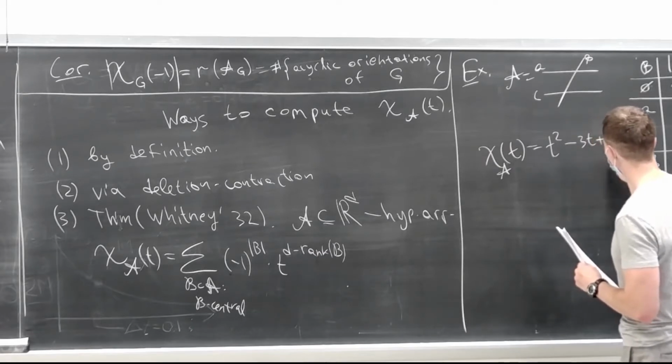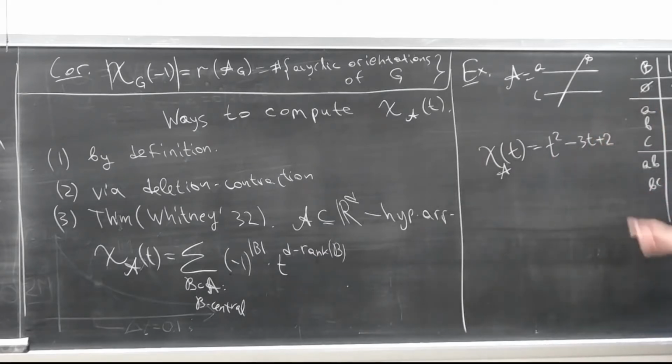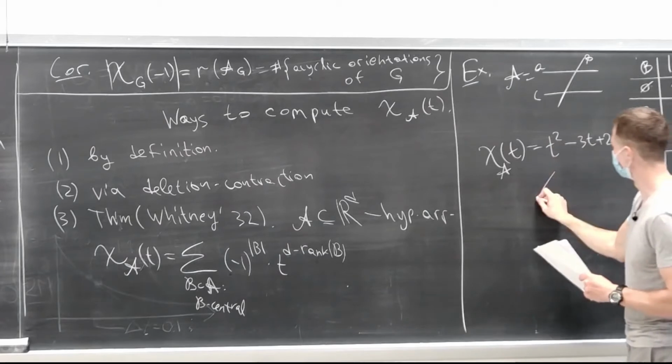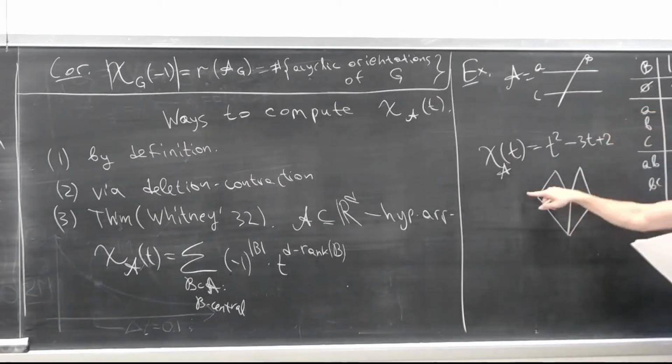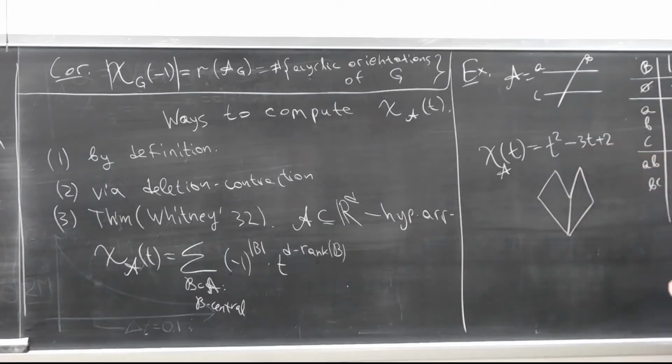t squared minus 3t plus 2. That's correct, and that's the same as what we got. Remember, we had this poset like this, and then we computed the Möbius function, and we got the same result.